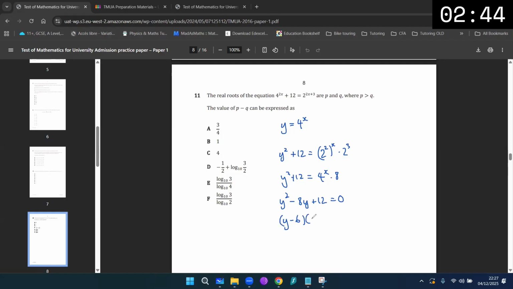Yeah, minus 6 and minus 2 multiply to 12 and add up to minus 8. So we get y equals 2 and 6. But now we want x, right? Not y. So since y is 4 to the x, then x will be the logarithms base 4 of these. 2 and 6. Which by the way, the logarithm base 4 of 2 is a half because 2 is the square root of 4, right? 4 to the half. So that'd be a half. And log 4 of 6, well, not too sure.